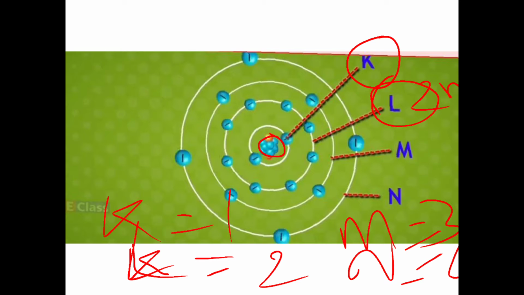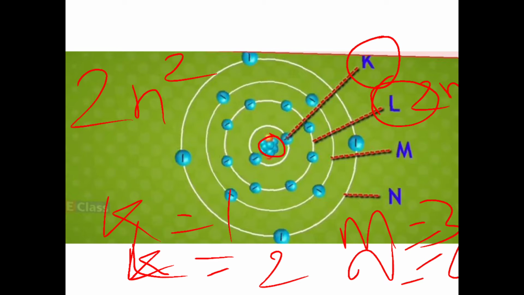That rule is nothing but 2n square. So what is n, small n here? Children, all the orbits are denoted by the capital letters K, L, M, N, etc. But how many electrons can fit in that orbit is given by the formula 2n square. So let us understand how many are there in the first shell. Now for the first shell we will take n equal to 1. I hope you know the squares of the numbers.